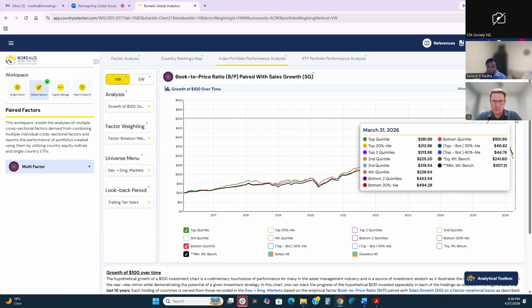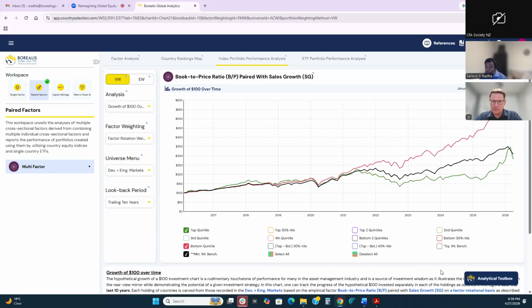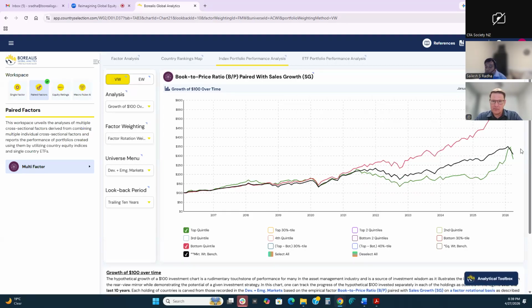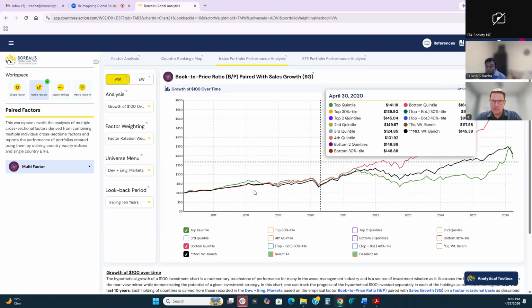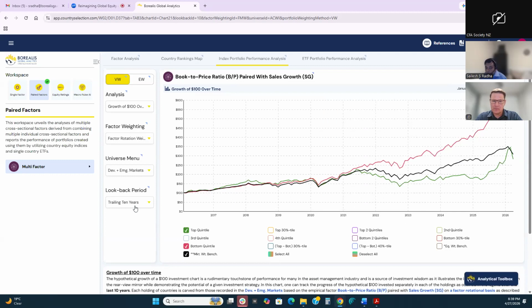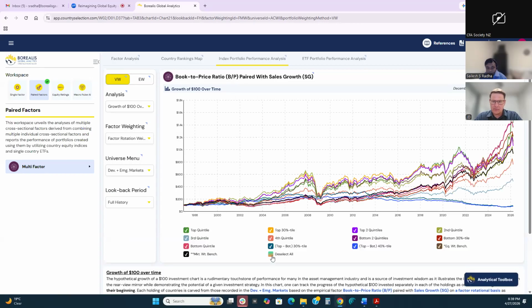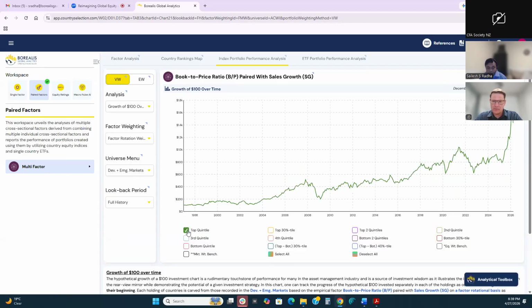So top quintile only yields you $281 if you invested $100 10 years ago, whereas the bottom quintile is going to give you about $501. So it's a significant flipping, right? The bottom quintile has really outperformed the top quintile. That's great. So it's telling you a story here. Now, does this story hold if you go back in time even further? Full history, the same thing, same story, developed plus emerging markets, top quintile, bottom quintile, market benchmark. Does the story hold again?